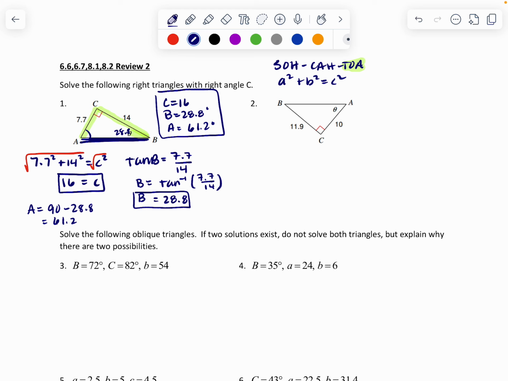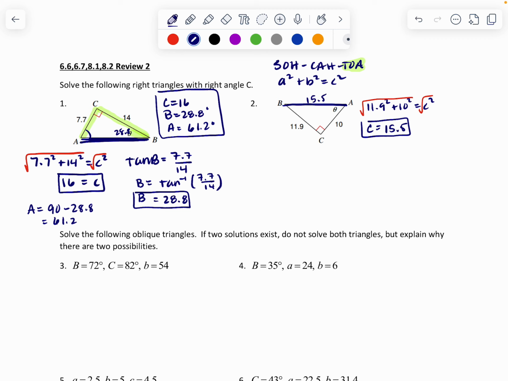Same thing with problem number 2, very similar. The first thing you want to notice is that this is your hypotenuse because it's opposite the 90. So I can use a squared plus b squared equals c squared, and again take the square root of both sides. So c equals the square root of 11.9 squared plus 10 squared, which is 100, and I got about 15.5. So this guy's 15.5.